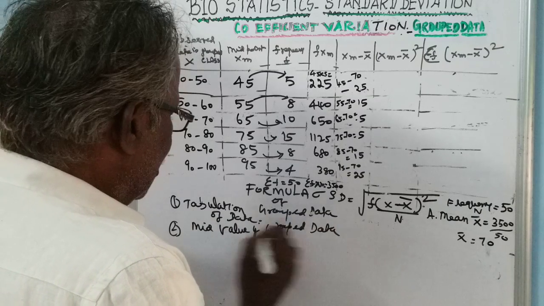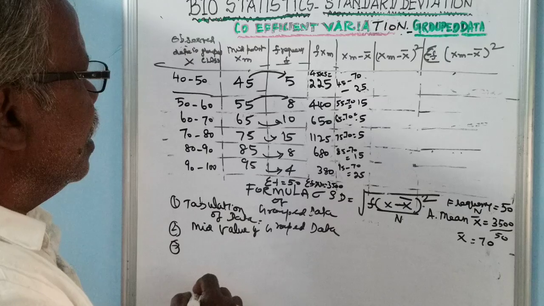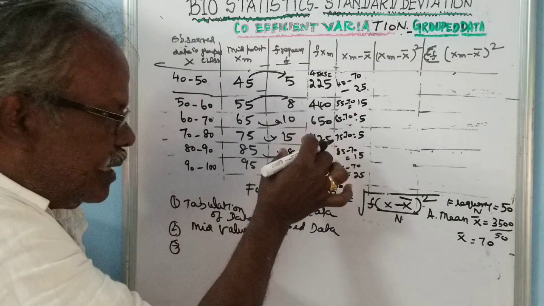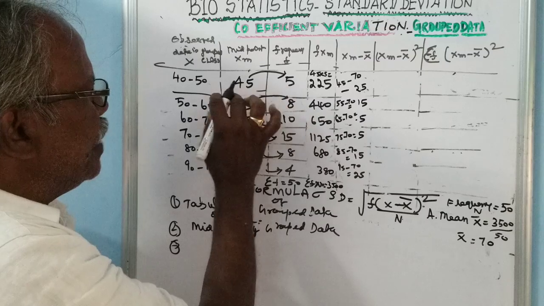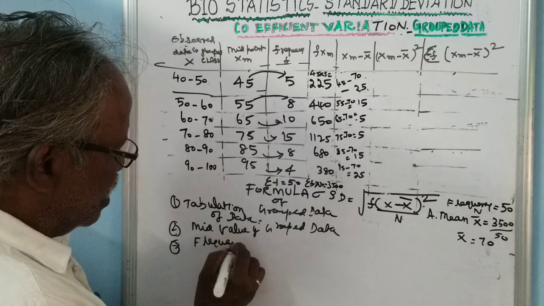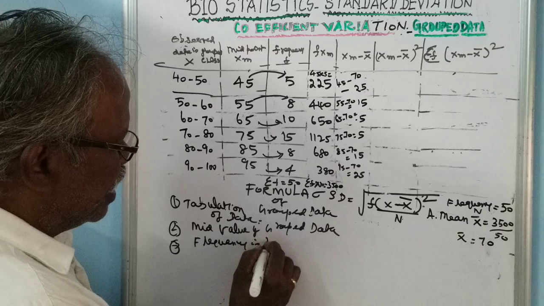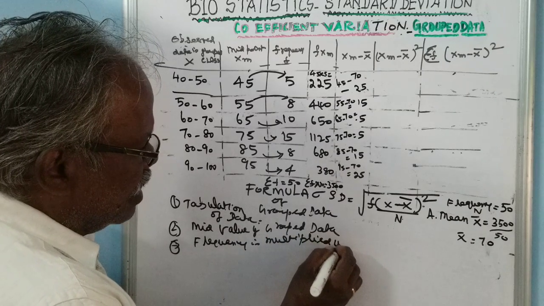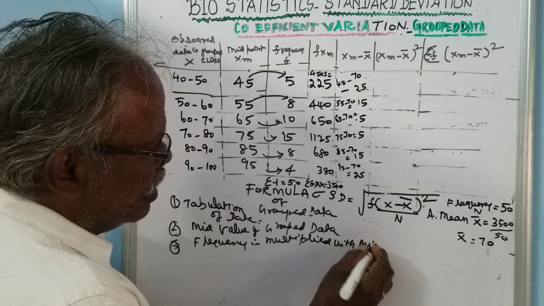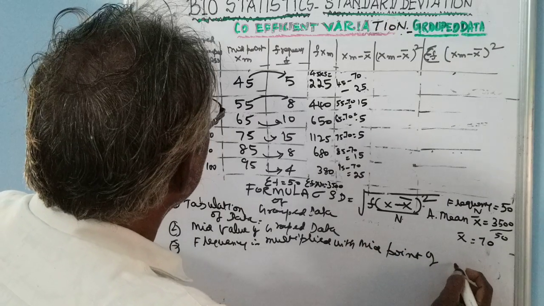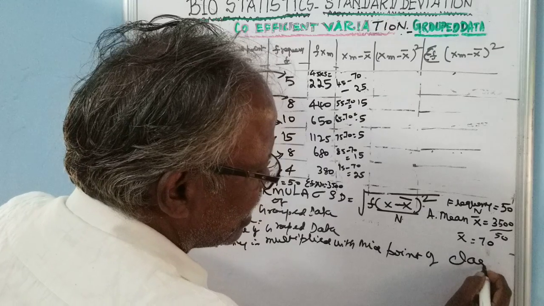Third one is frequency, to be tabulated, and the frequency is multiplied with the midpoint of the class, the observed class, that is.